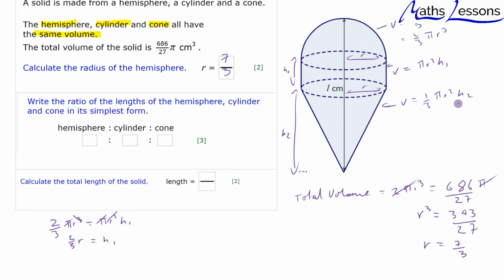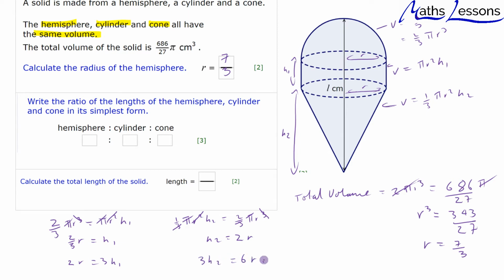And then if I use this volume here, 1/3 pi r squared h2 must equal 2/3 pi r cubed. And I can do the same thing. I can cancel out the thirds, I can cancel out the pi, and I can cancel out r squared. So I'm left with h2 equals 2r. So if we get rid of the fractions and times everything by 3, we can see that 2r here is equal to 3h1, and we can see that h2 times that by 3, we get 3h2 equals 6r.